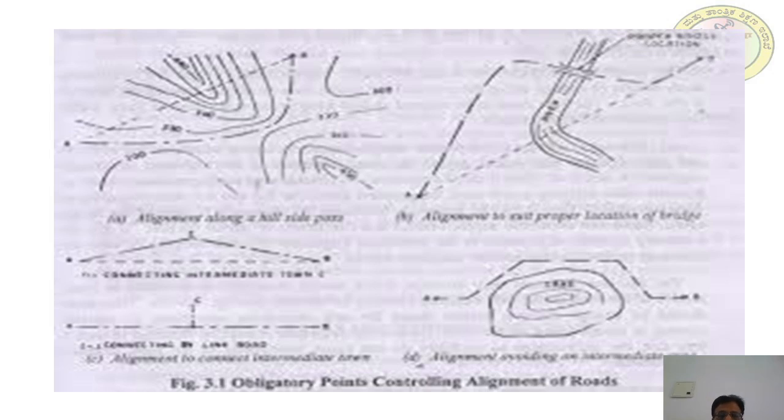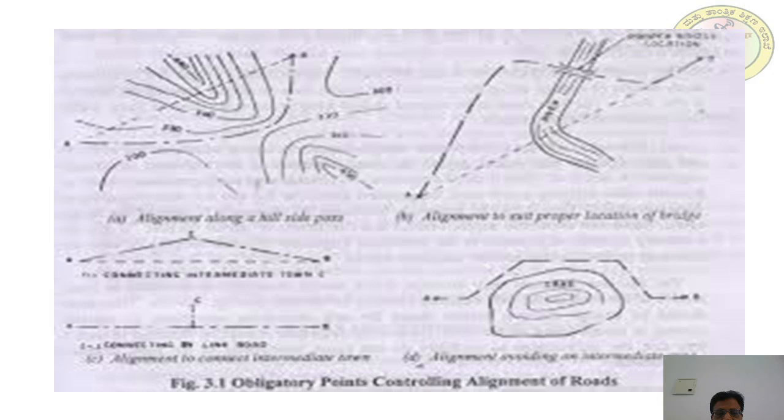Here, connecting the intermediate cities. So here you can see A and B. This is C, an intermediate city. How can you connect your alignment? One way of connecting the alignment is you can connect city A to city C, and then you can connect city B. So this is one way of connecting the alignment via a city, instead of directly connecting A and B. This is the example of connecting the intermediate town or city.